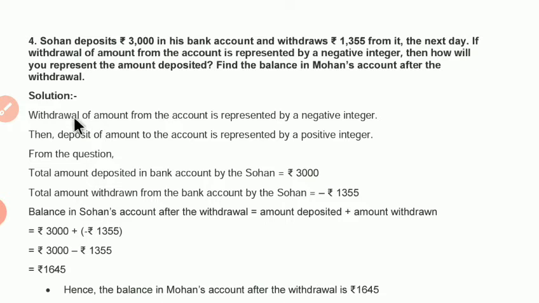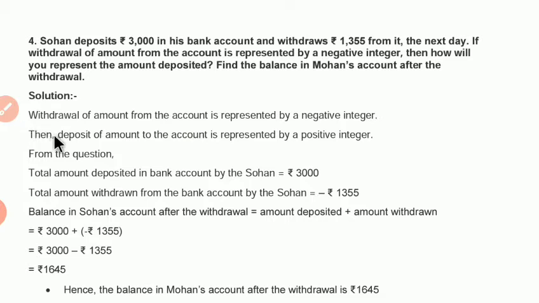It means, for example, if you have 10 rupees and you withdraw or take 6 rupees from 10 rupees, how much money is left? 4. It means the amount has decreased. So that's why we are using a negative number here, a negative integer.